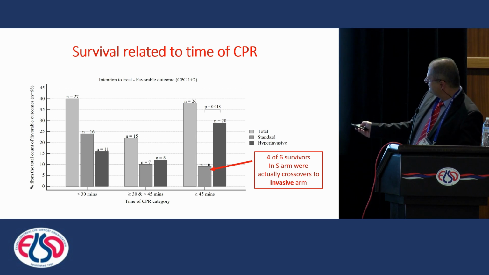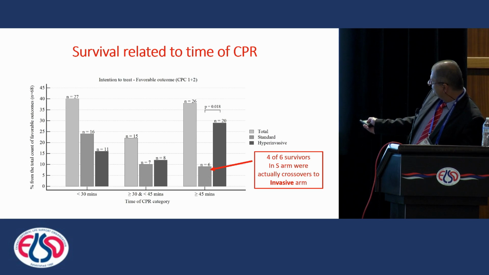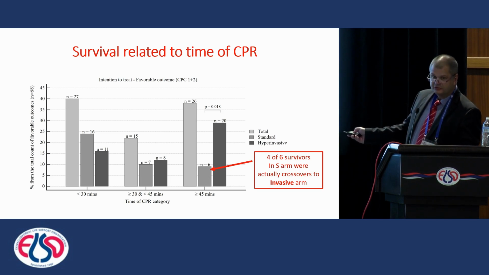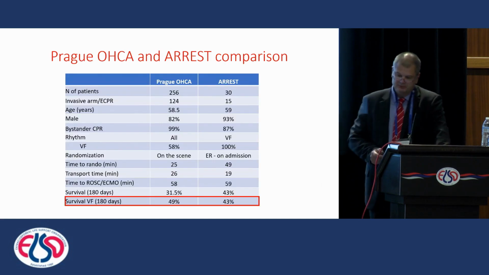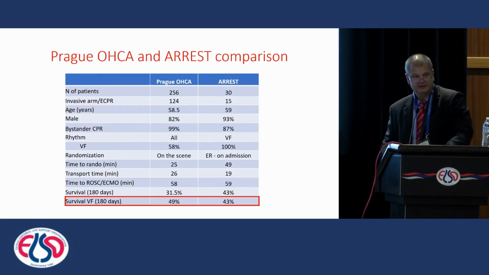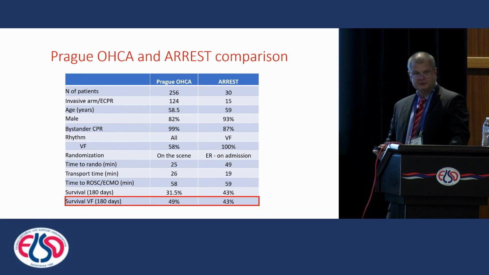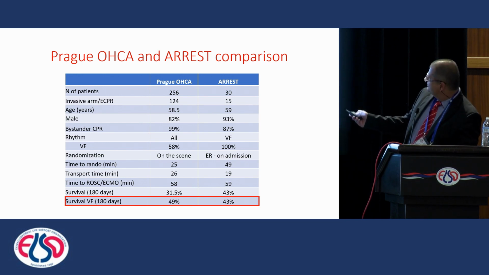And if you look at this group, 6 patients survived in the standard strategy arm. However, 4 of those 6 survivors were actually those who crossed over. So they were treated by ECMO, but evaluated as standard by the intention-to-treat analysis. Still, this difference was significant. And if we imagine that we would put 4 patients here treated by the invasive strategy arm, the difference would be even bigger.